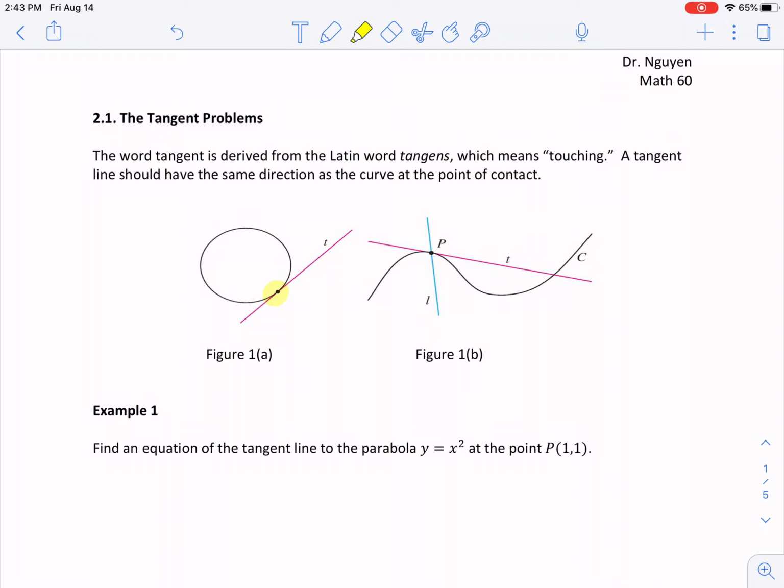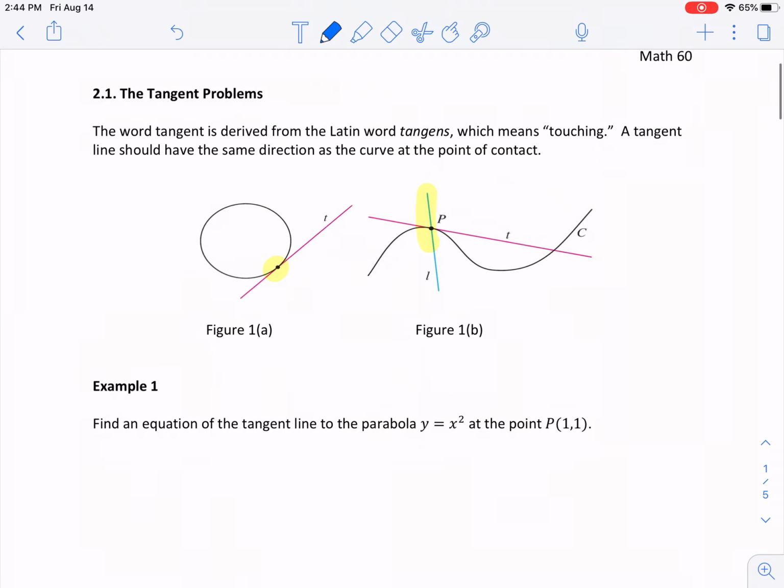Now 1b is a little bit more complex because 1b shows two lines L and T passing through a point P on the curve C. The line L intersects C only once, but you can see it's certainly not tangent. When we look at line T, it looks like a tangent, but it intersects C twice. All right, so to be specific, we have to look at the problem of trying to find the tangent line T to a parabola. So let's take a look at our example 1.